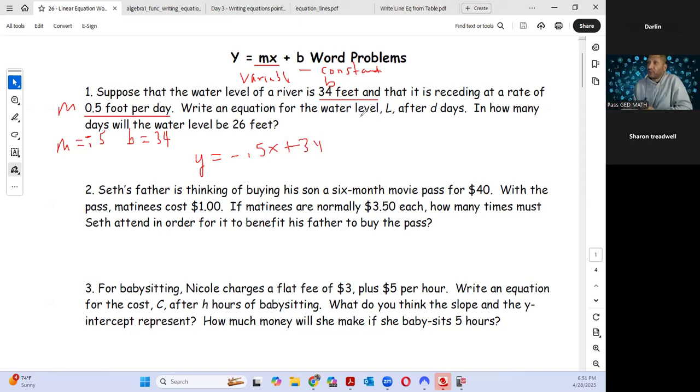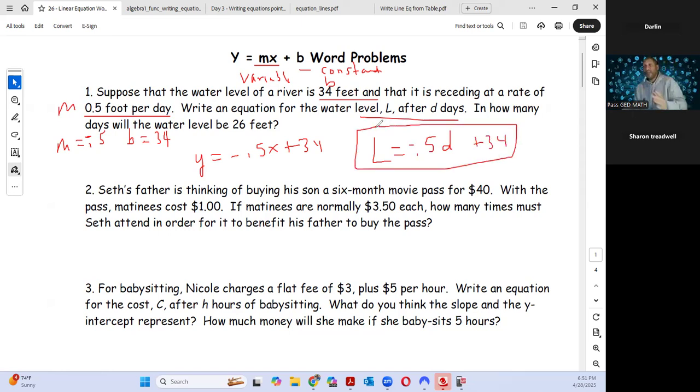Yes. Now, they told us to use L and D, so we're going to change that to use the variables they want us to use. So L equals negative 0.5D plus 34. So that's the equation of the line. Very good. Now, the second part of that is when will it be 26 feet? So we know L is the water level. So when will L be 26? So I'm going to come down here in blue. 26 is equal to negative 0.5D plus 34.